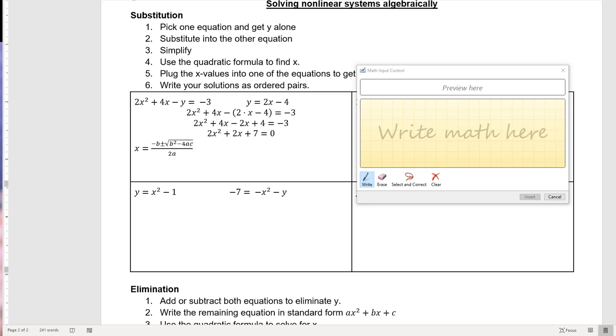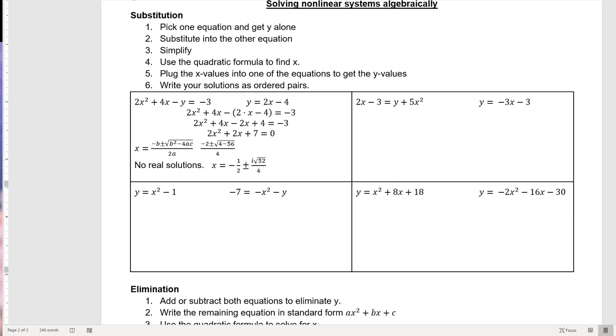So we're going to fill in the values for the quadratic formula and solve for x. You can simplify the quadratic formula to get the x values of negative 1/4 plus or minus i times the square root of 52 over 4. But when you substitute that back in to get a y value, it's going to be a complex number. So just put no real solutions. Go ahead and finish the other 3 of these algebraically using substitution.